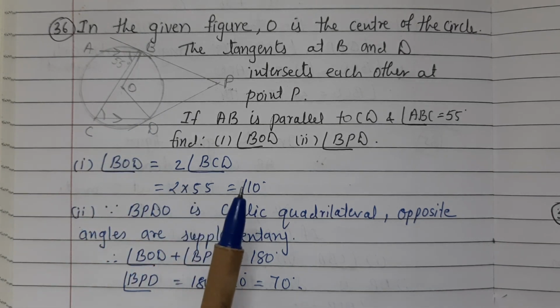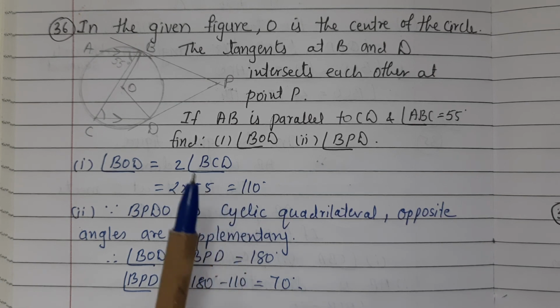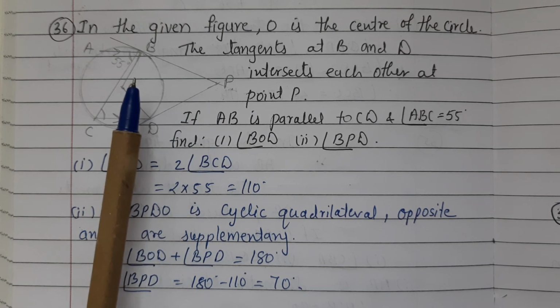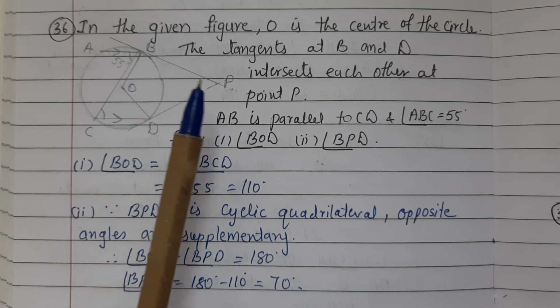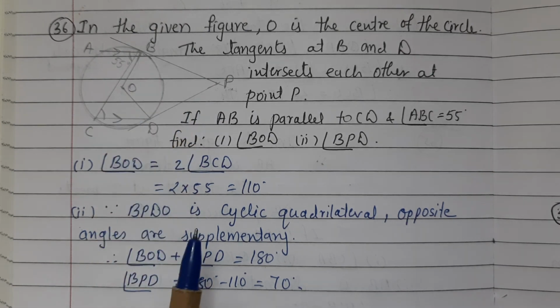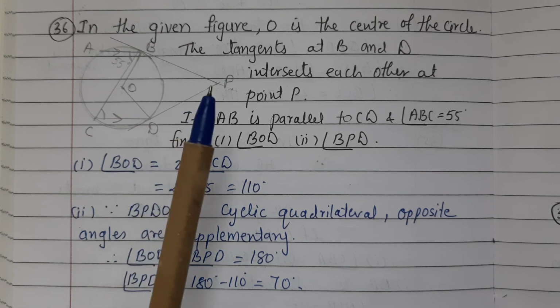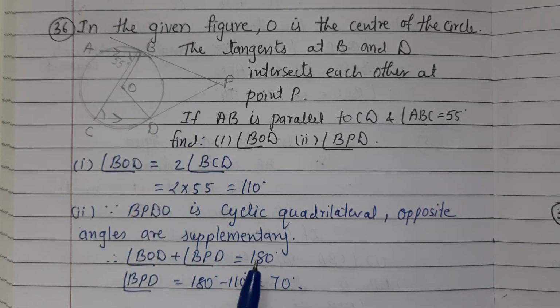55, 110 degree. Second part, since BPDO is a cyclic quadrilateral, opposite angles are supplementary. Therefore, angle BOD plus angle BPD equal to 180 degree. Angle BPD is equal to 180 minus 110 equal to 70 degree.